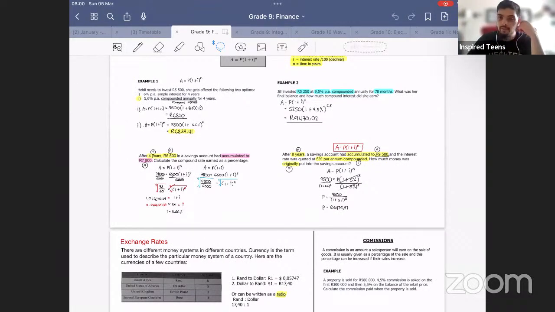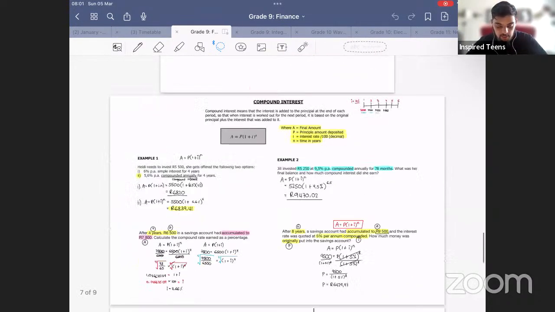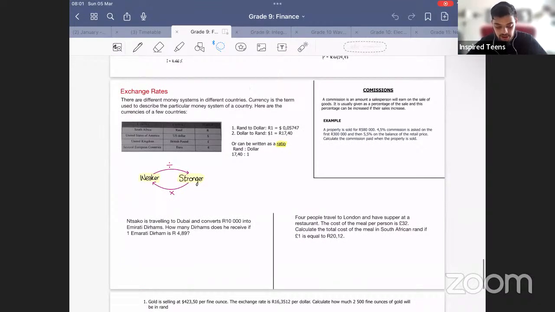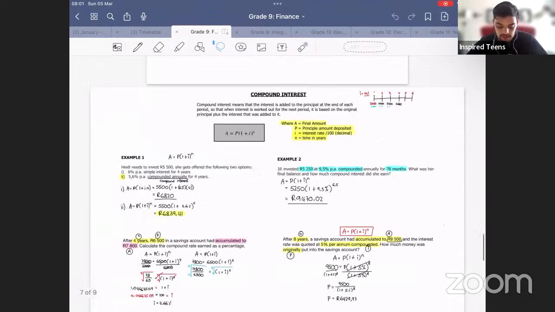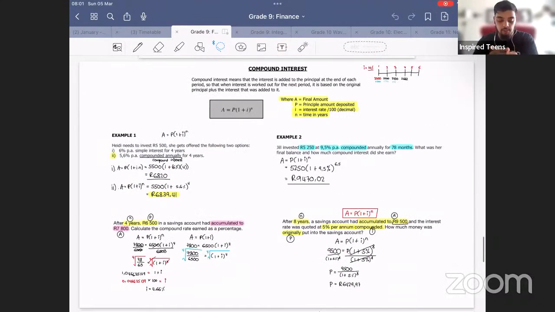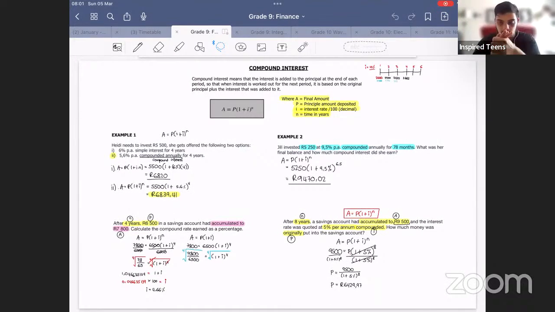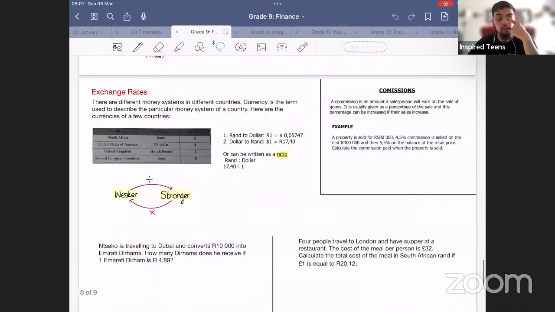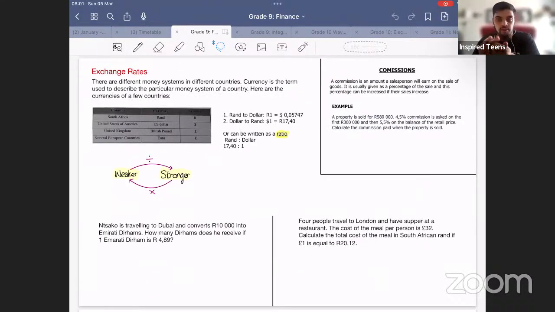So in today's lesson, we're going to be finishing up the finance section where we'll be doing exchange rates. Last week we discussed compound interest, before that simple interest, then we revised percentages and all of that. And now we are at exchange rates. We'll move on to integers, and let's hope we can finish all of that.